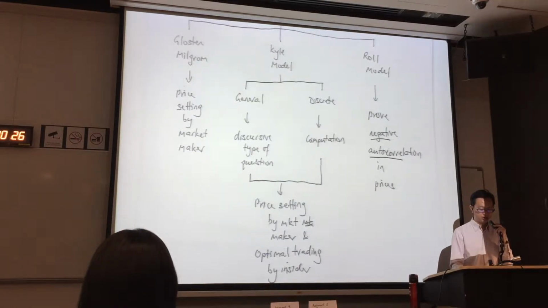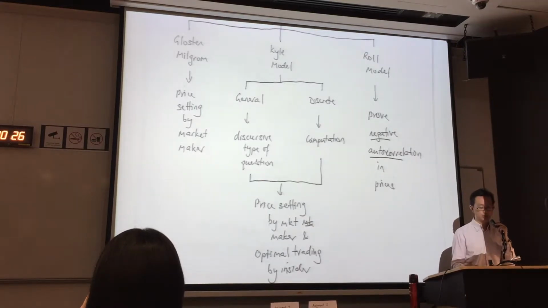Then moving on to the Glosten-Milgrom model. After this slide is the Roll model, which proves that the bid-ask bounce will create a negative autocorrelation in prices. So this is a very algebraic derivation, so I'll skip this. I'll cover it in the next lesson. I'll move on to the Glosten-Milgrom model.